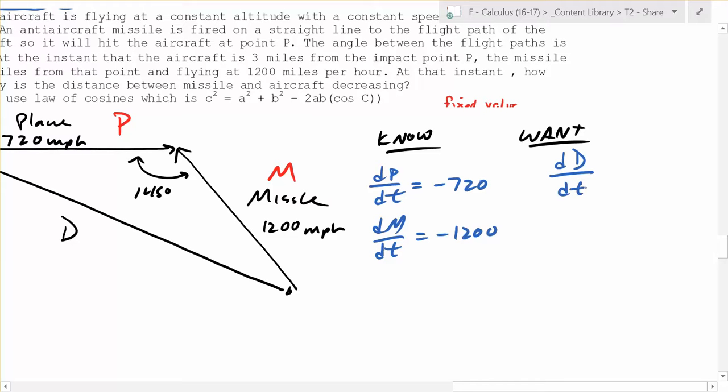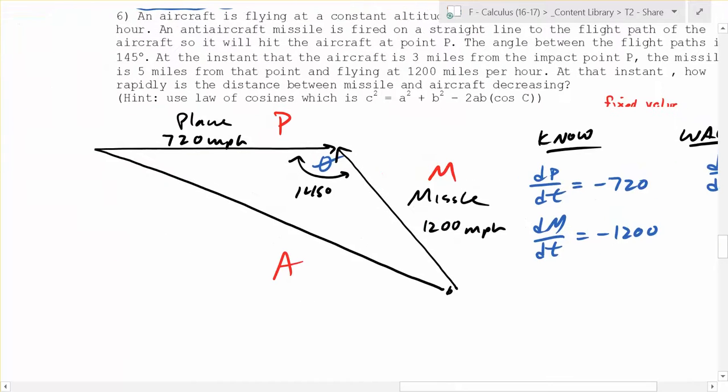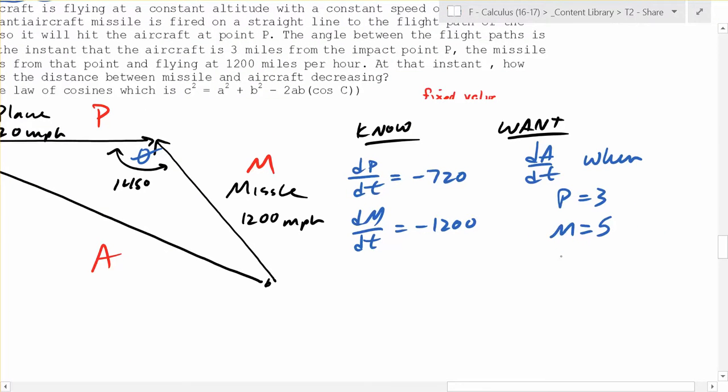Call it theta, by the way. Let's call this A, by the way. Is that okay if I call that A? So we know dP/dt and dM/dt. We want dA/dt when P is 3 and M is 5. And theta we know is 145 degrees the entire time, right?